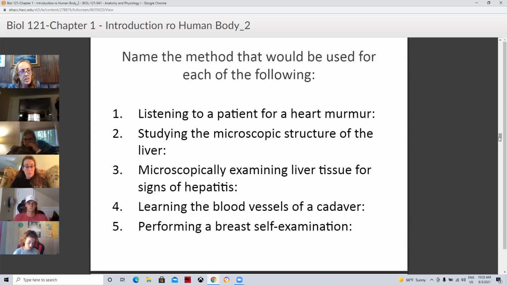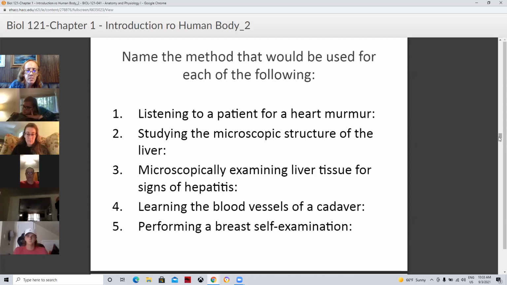That would be your first answer, your histopathology. Yeah, for it to be underneath the microscope, it would have to be histopathology. Learning the blood vessels of a cadaver. Would that be like gross? It's gross anatomy / cadaver dissection.